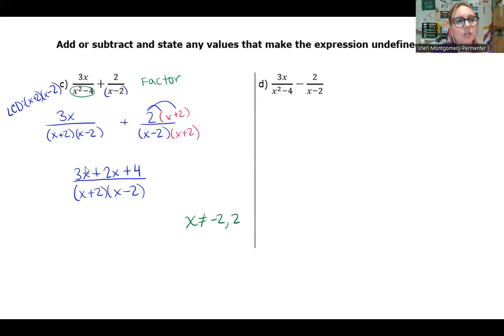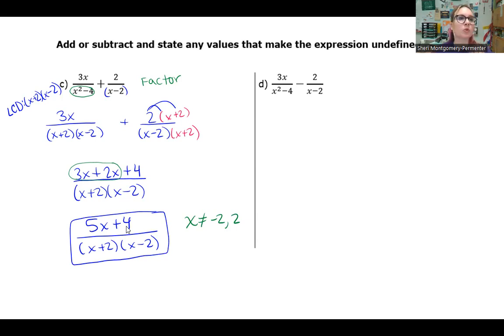And I can combine like terms. I can put together 3x and 2x. I can put those together. 3 plus 2 is 5. So 5x plus 4 all over x plus 2 and x minus 2. I can't factor the top. There's no common factor. So I boxed my answer. Beautiful. Moving on to the next problem.